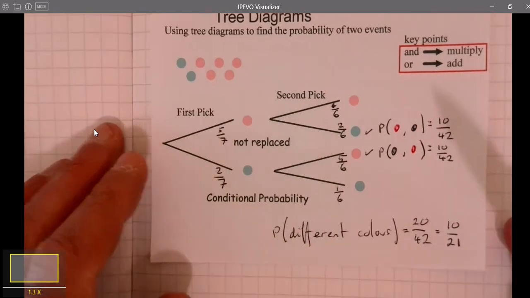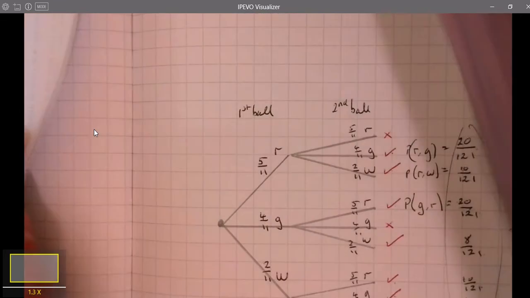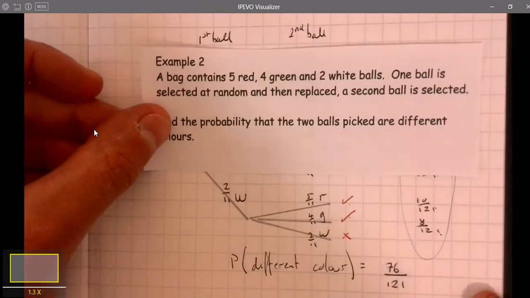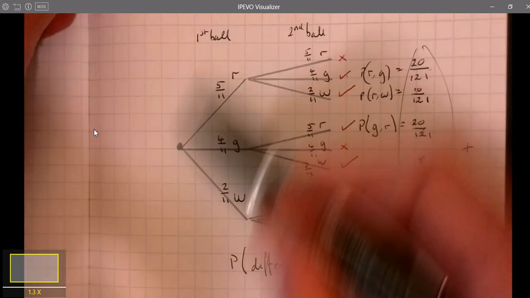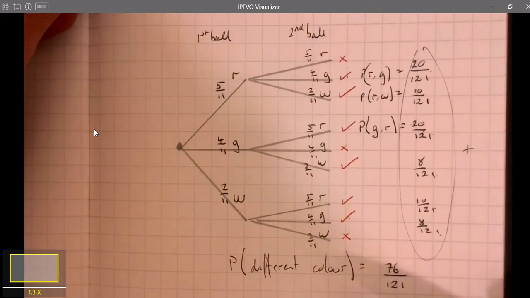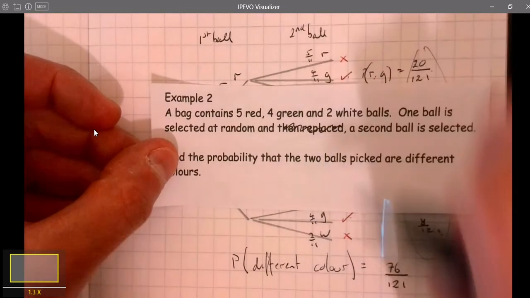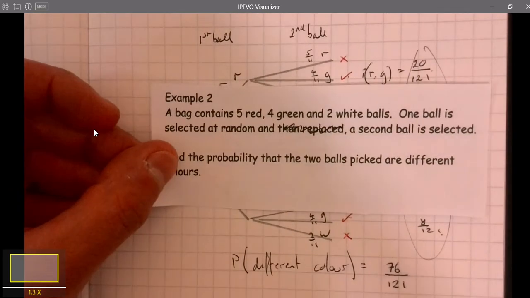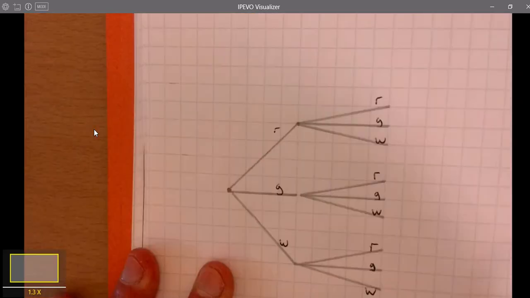Right, so let's have a quick look back at the question we did last time. If you remember, we had 5 red, 4 green, 2 white balls, and everything was replaced. Okay, and there was our solution there. Let's imagine this time that it's not replaced. One ball is selected at random and then a second ball is selected at random. So what difference would it make? I've got a little copy here for us. We're going to have a little look over here.